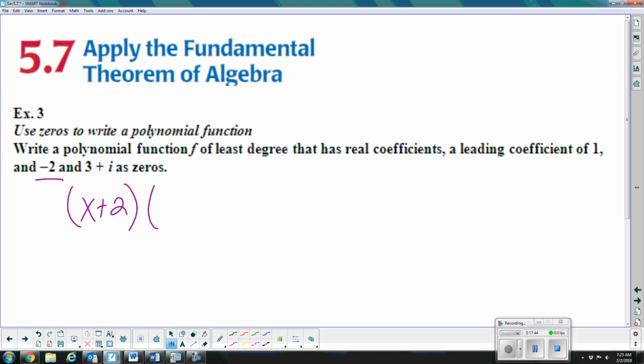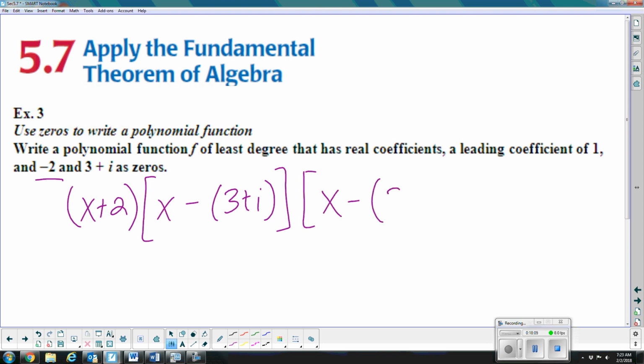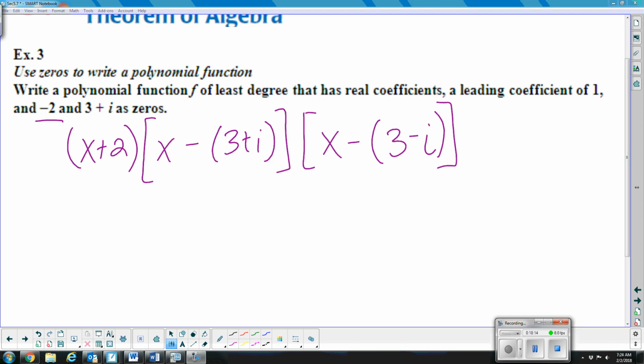If 3 plus i is a 0, we have a factor of x minus (3 plus i). And if 3 plus i is a 0, then 3 minus i is also a 0. So we have another factor of x minus (3 minus i). Now, in order to write our polynomial function, all we're doing is multiplying this out.